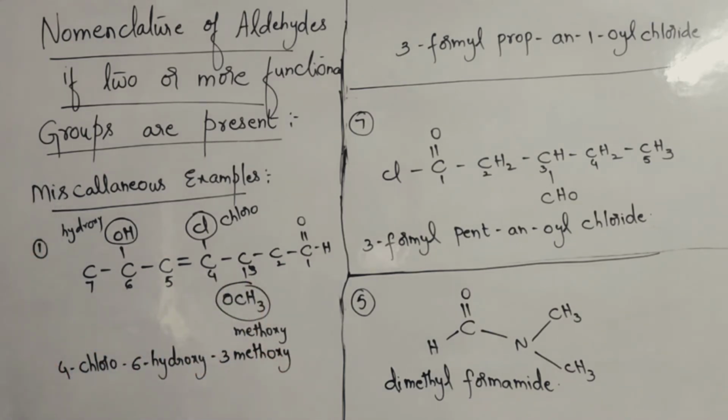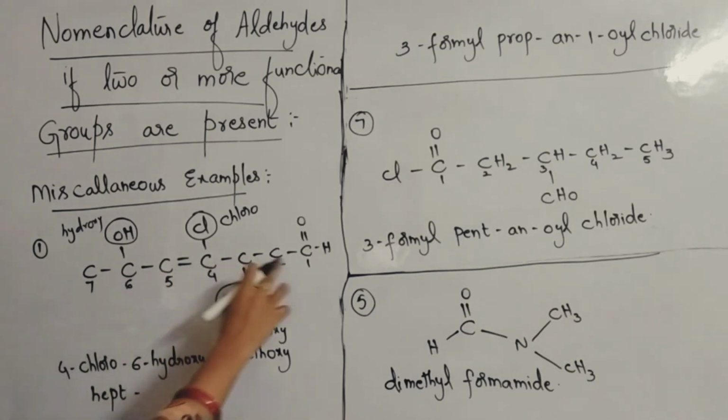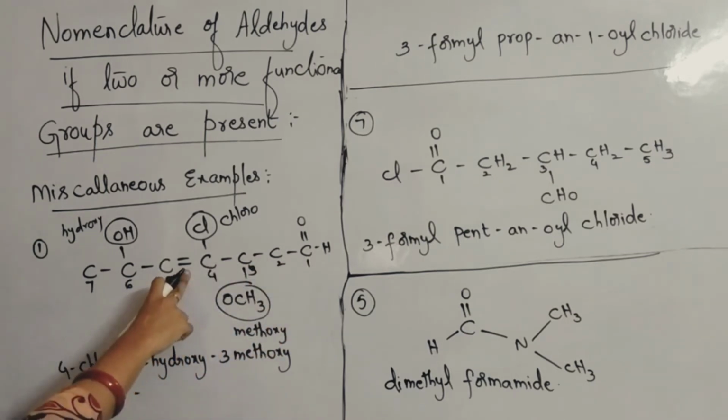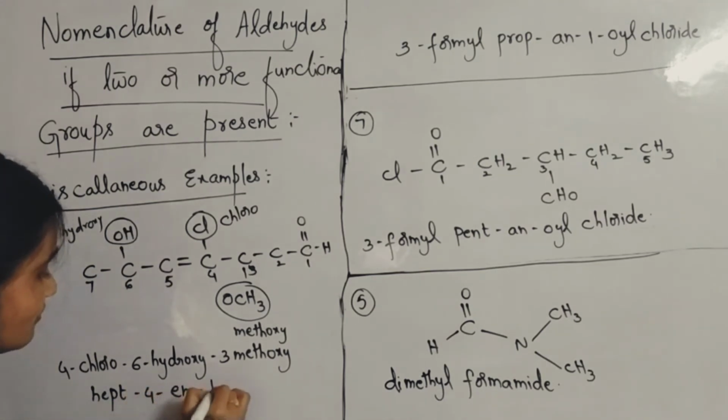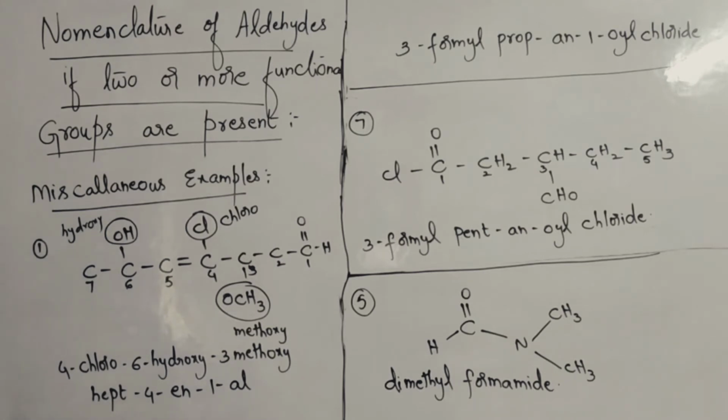Here now the root word will come, 7. Okay, so hept. Are all single bonds there? No, you are finding one double bond here. Where are you finding the double bond? You are finding it in between the 4th and 5th carbons. So try to give the lowest possible number. So 4-ene-1-al is the name of this compound. 4-chloro, 6-hydroxy, 3-methoxy, hept-4-ene-1-al is the name of this compound.